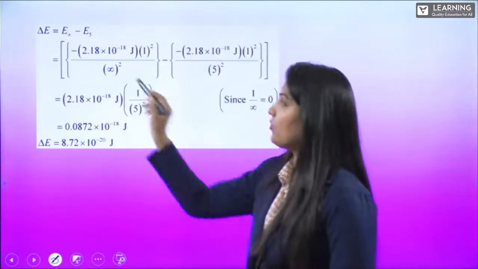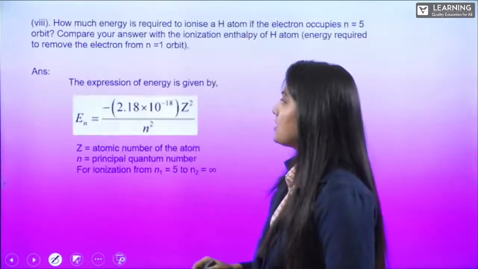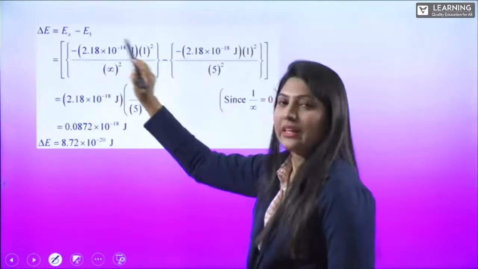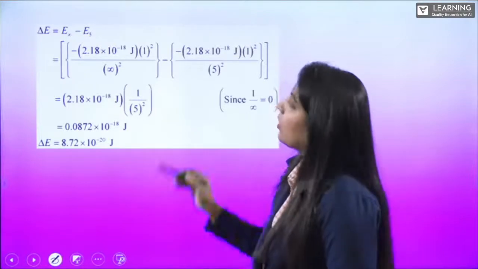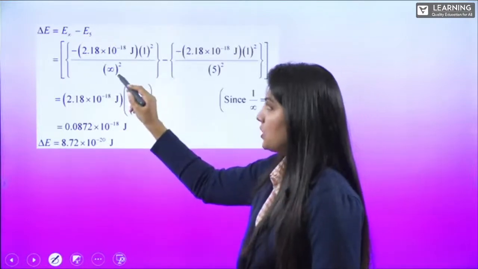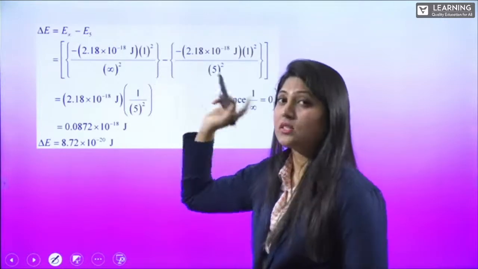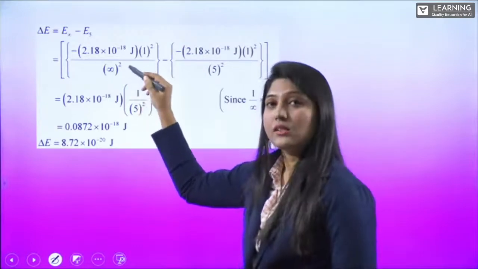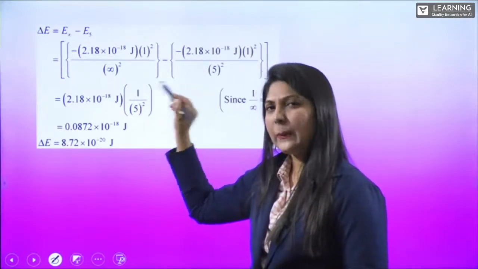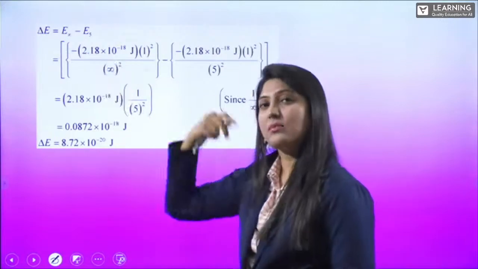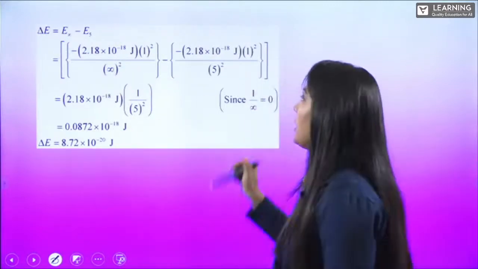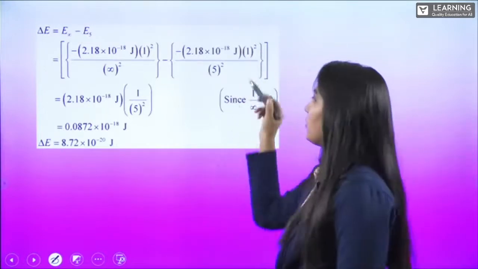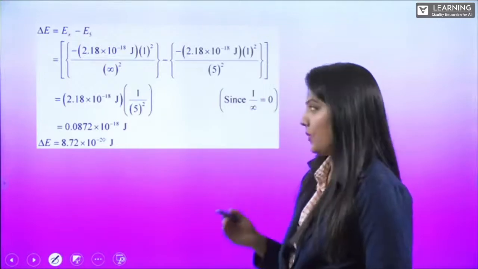So what will be the answer? We know that En is equal to this formula, so we have E infinity and E5. By substituting here 1 square, why are we taking 1 square? Because hydrogen has atomic number 1. So we get 1 square divided by infinity square. Why infinity square? Because the electron has jumped to the infinite orbit. Similarly for hydrogen, Z is equal to 1 and n is equal to 5, so we take 5 square.